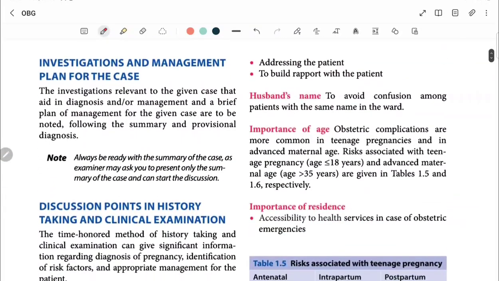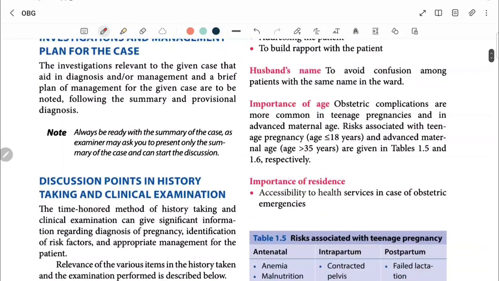So we have finished the examination part. Now we need to move on to the investigations and management plan for the case. The investigations relevant to the given case that aid in diagnosis or management, and a brief plan of management for the given case, are to be noted.